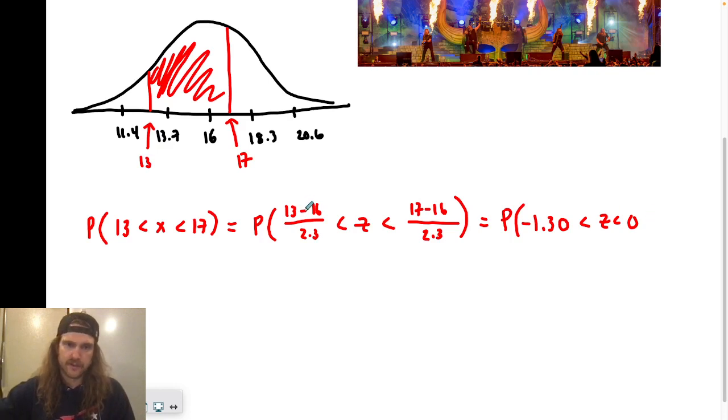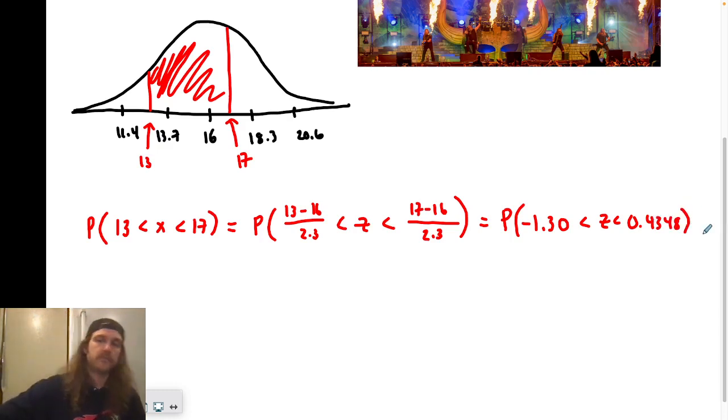Since this is going to be negative, it'll be negative 3 divided by 2.3, so you should get something a little bit bigger than 1, or more extreme than 1. And then this will be 1 divided by 2.3, so we're getting this value 0.4348, which rounded would be 0.435.